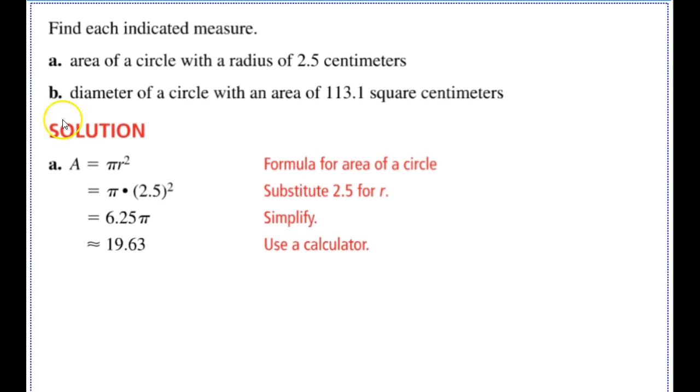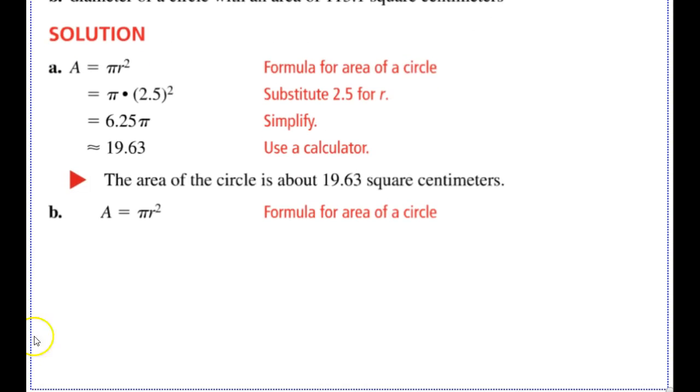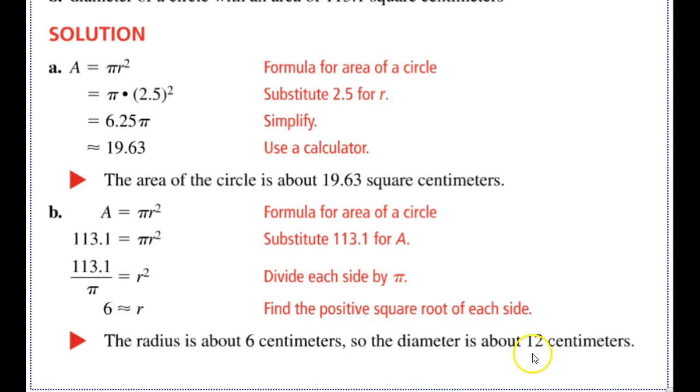So now we're looking to find the diameter of a circle with an area of 113.1 square centimeters. So we're going to still use our formula for the area of a circle. But here I was given the area and I have to find my radius first. So first I divide by pi, and then I take the positive square root. I don't care about the negative square root here since I'm looking for a distance and I can't have a negative distance. So my radius is approximately 6, but my question asked me to find the diameter, so I know that I multiply that by 2, so the diameter is about 12 centimeters.